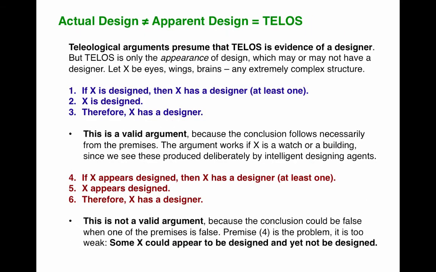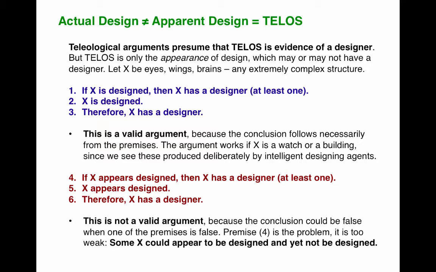Actual design is not the same thing as apparent design, but apparent design is telos. Teleological arguments presume that telos is evidence of a designer, but telos is only the appearance of design, which may or may not have a designer. Let X be eyes, wings, brains, any extremely complex structure. Here's an argument. If X is designed, then X has a designer, at least one. X is designed. Therefore, X has a designer. This is a valid argument because the conclusion follows necessarily from the premises.